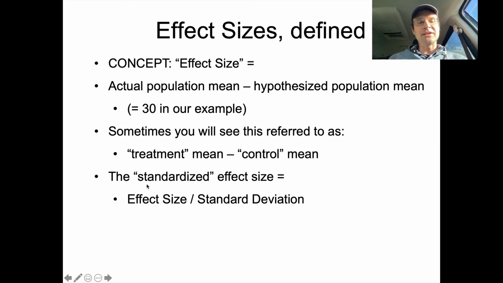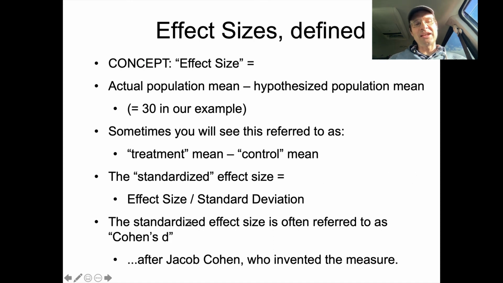And then on top of that, you can calculate what's called a standardized effect size, which is this difference, actual population mean minus hypothesized population mean. Take that effect size and divide it by the pooled standard deviation of your 2 samples or whatever your sample is in your experiment, and you get basically an effect size that's going to look like a z-score to a certain extent.